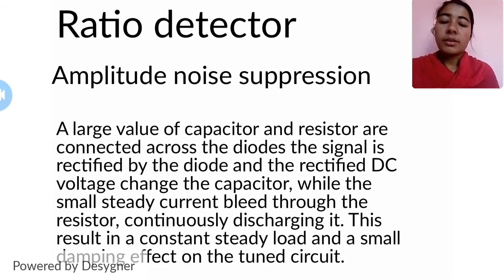Amplitude noise separation. A large value capacitor and a resistor are connected across the diode. The signal is rectified by the diode and the rectified DC voltage charges the capacitance, while a small steady current bleeds through the resistor, continuously discharging it. This results in a constant steady load and a small damping effect on the tuned circuit.